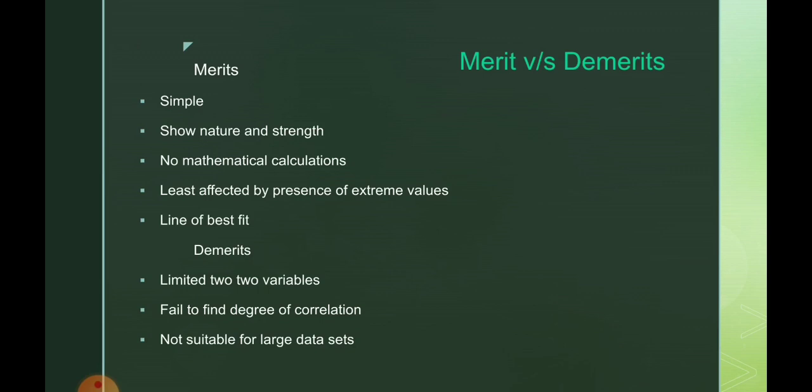The next demerit is that it fails to find the degree of correlation. It just gives us a vague idea of what kind of relationship it is; the exact value of the degree of correlation is not possible to find from the graph. And next, it is not suitable for large data. If you have 10 or 20 values, you can plot the graph. If we have 1000 values, how can you plot 1000 points? It will take lots of energy and time, so it is not suitable for big data.